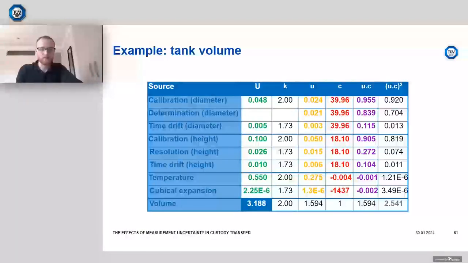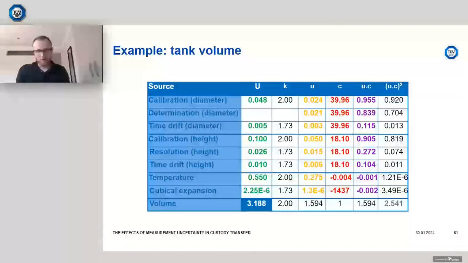And similarly, there's other uncertainties for height. The temperature at which you measured it, to correct for it, you're going to need to measure the temperature you measured it at. There might be an uncertainty in that. And also how the tank expands and contracts, that will have an uncertainty associated with it as well.